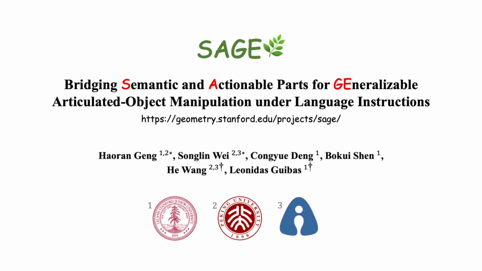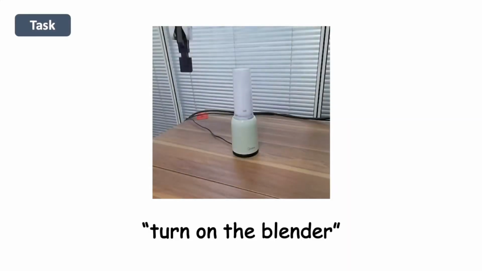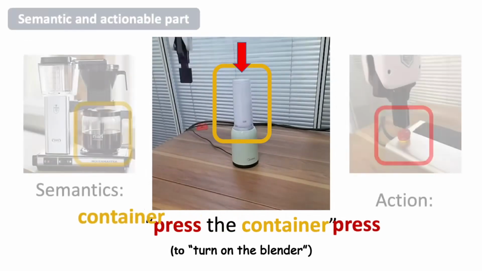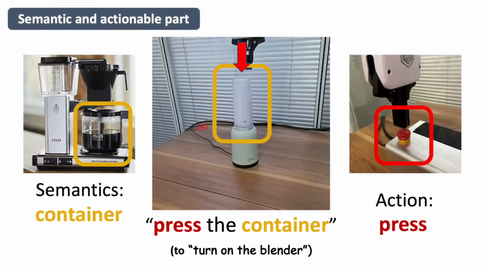We introduce SAGE, a framework aimed at language-guided generalizable articulated object manipulation. Imagine that you bought a new blender for your kitchen. To make juice with it, you need to truly understand the semantics and functionalities of its parts, in this case, the container. To turn on this blender, the robot needs to press its container and it will blend the ingredients in it. Here we understand the part at the semantics level as a container, just like the container in the coffee machine, it is used to load ingredients.